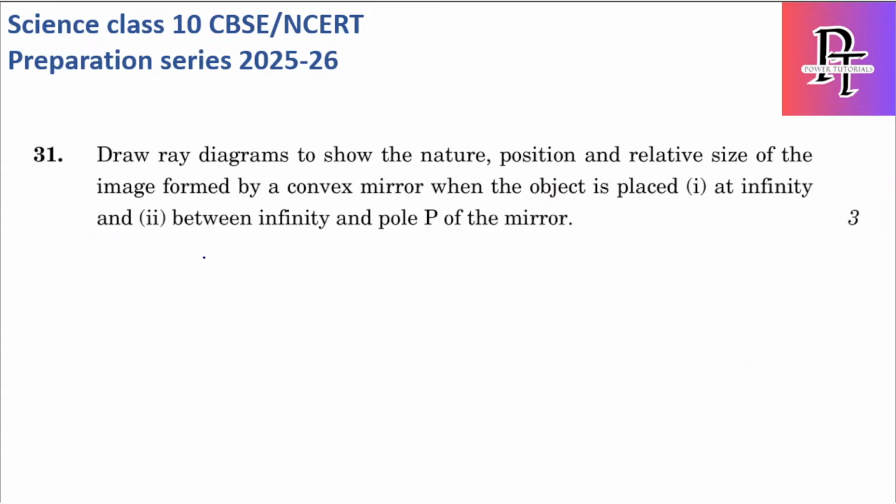Draw ray diagrams to show the nature, position, and relative size of the image formed by a convex mirror when the object is placed at infinity, and at a point between infinity and the pole. Okay, so now we are going to draw the ray diagrams for convex mirrors. We have two conditions. One is at infinity, the other is between infinity and the pole. Not only the ray diagrams, you also need to give the nature, position, and size as well. Okay, let's see the first one. The object is placed at infinity.